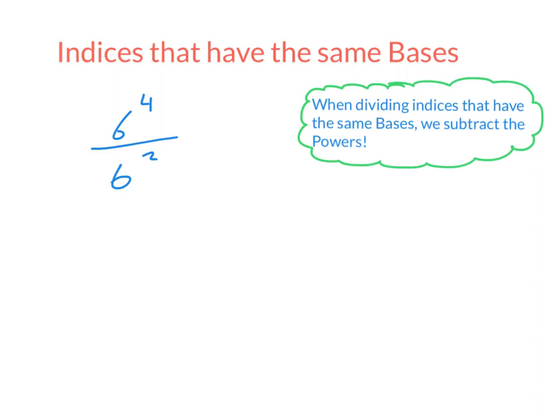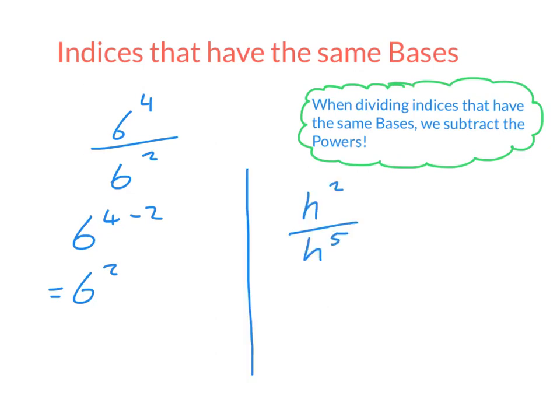In this example, we're still dividing indices, but this time it is written as a fraction. So, like any fraction, we divide the top by the bottom. So, 6 to the 4 divided by 6 to the 2 could be written 6 to the 4 minus 2, which is 6 to the 2, or 6 squared.